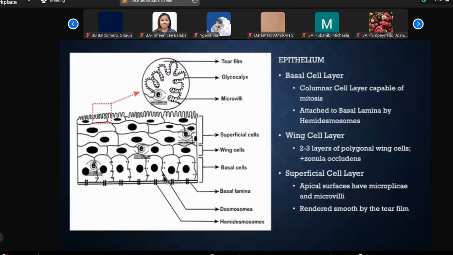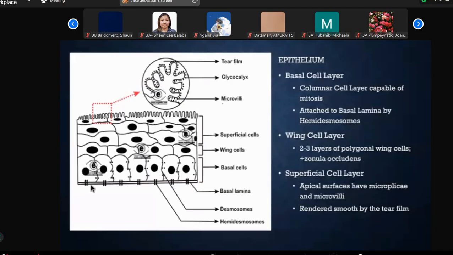Let's go back to this slide. So from the basal cells, we have the wing cells. These are transitional cells. And then you have the superficial cells, they're flatter. And the most superficial cells have filaments, and each filament has sugar molecules, the glycocalyx. And the glycocalyx interacts with the mucin. So I hope this gives a clear picture of how the tear moves in the cornea.